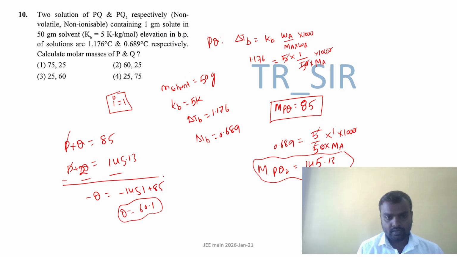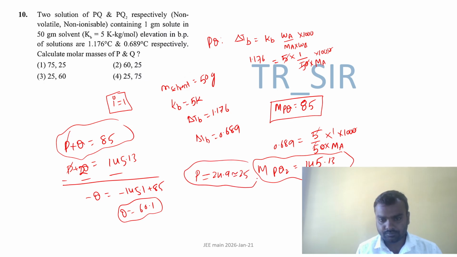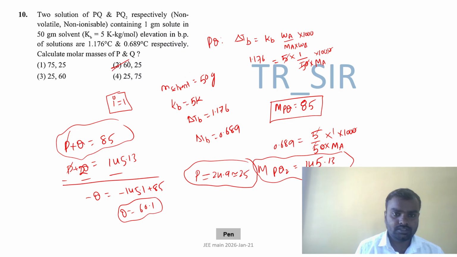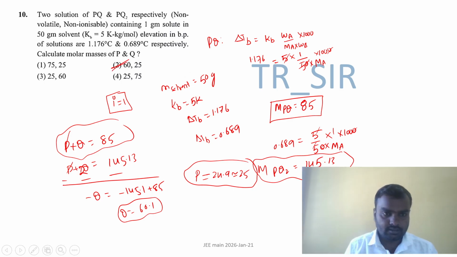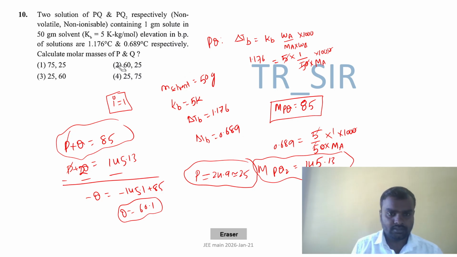And substitute the Q value in this case. So that means 85 minus 60.1. How much will come? 24.9 is coming, approximately 25 we can take. So P is equal to 24.9, approximately 25. These are the two answers that we have. Option B is the right answer. P, how much you got? 25. Q, how much you got? 60. That means not the first option, the second option, no, it is the third option.